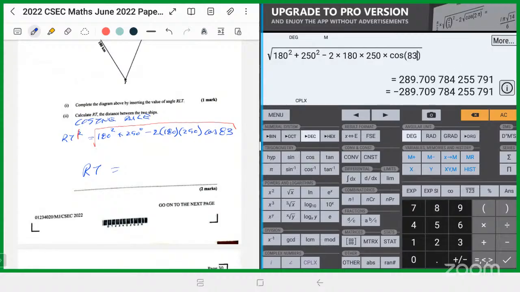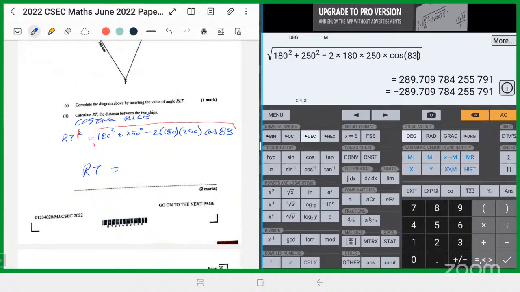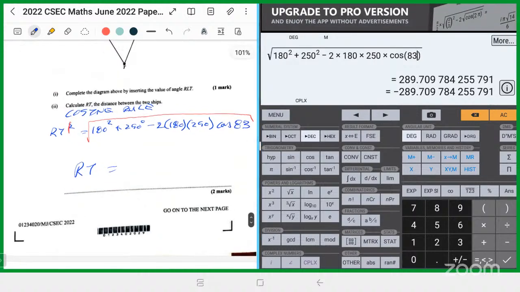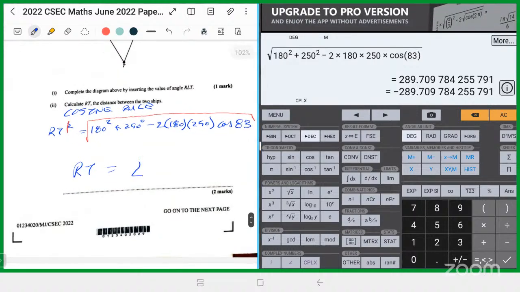That's 289.7. Let's just call it 290 and done, right? With 3 significant figures anyway. That's 290. That's 290 kilometers. That distance.